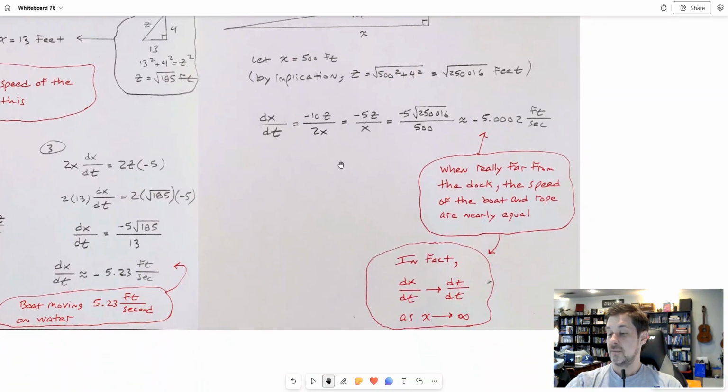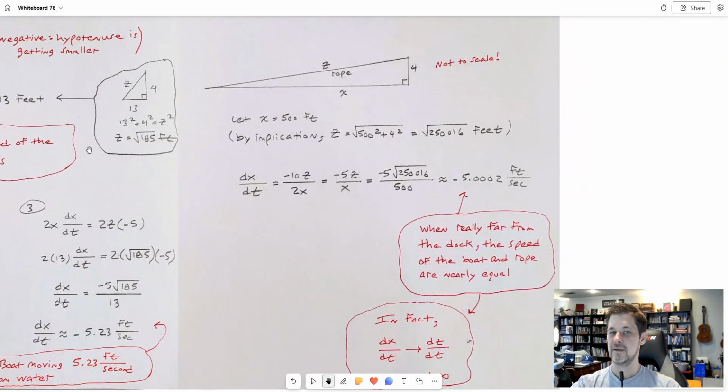Now, you could prove this if you wanted to. Remember when we learned limits early in the course? Well, here's a limit. dx over dt, the speed of the boat on the water, will approach dz over dt, the speed the rope's being reeled in, as x goes to infinity, as the distance of the boat goes to infinity. The further out it gets, the more parallel these are, and the more the speed of the boat on the water is going to match the speed that the rope is being reeled in.